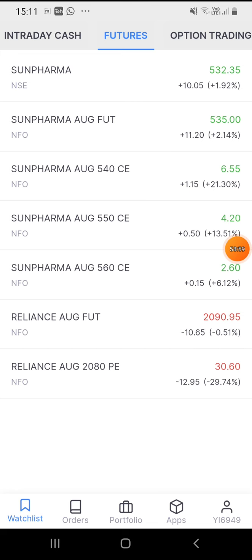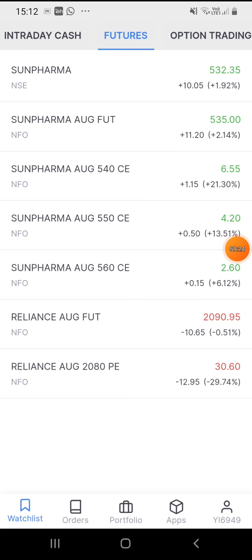So if the share is moving towards our calculation, then CE or PE, whatever it is, it will increase. If our calculation is that the share will go up and we bought CE, then CE will go up if our calculation is right. If we think that the share will fall and we bought PE, the PE will go up if our calculation is right.